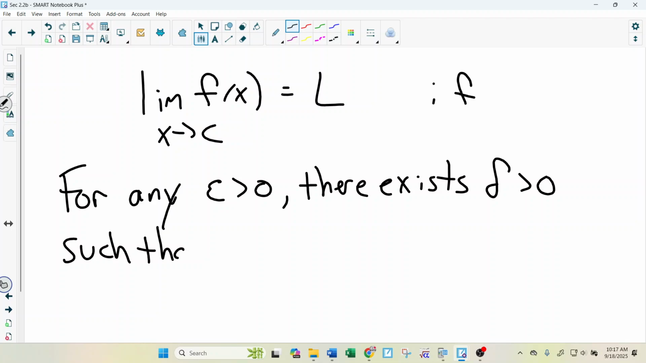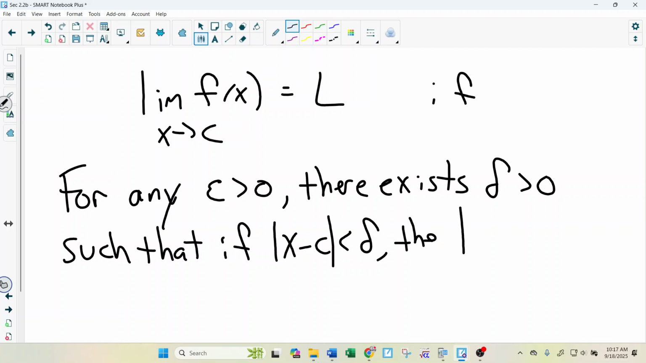Such that if |x minus c| is less than delta, then |f of x minus L| is less than epsilon. There's our definition of a limit.